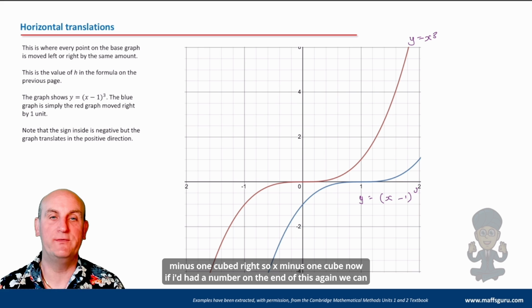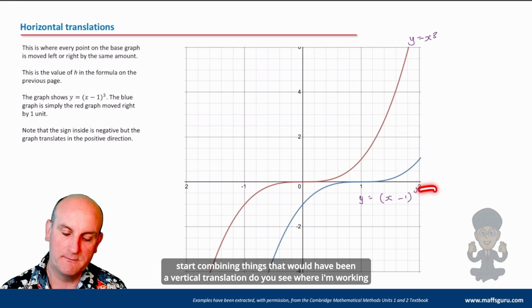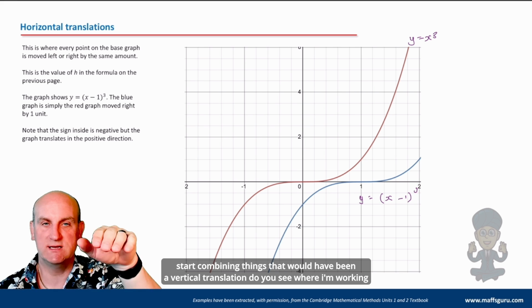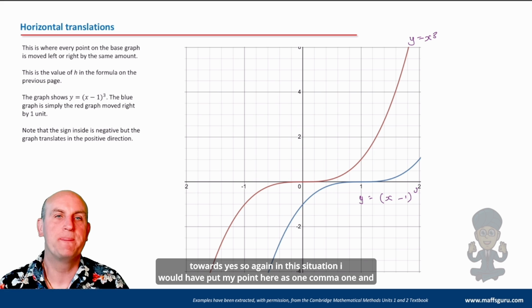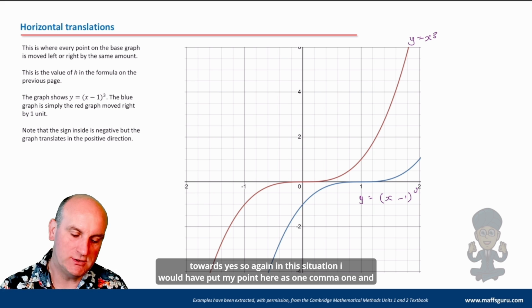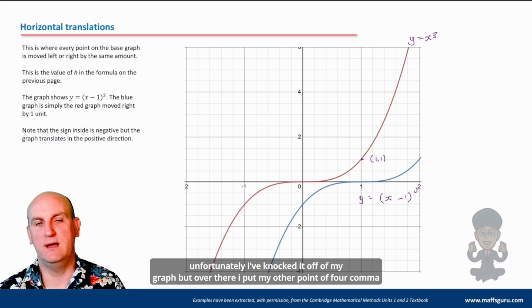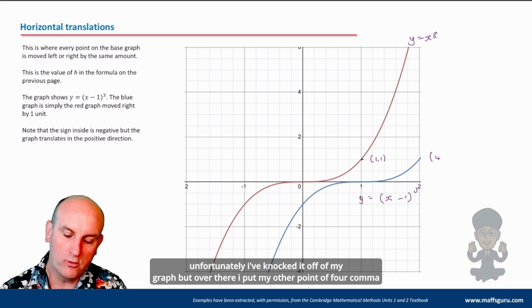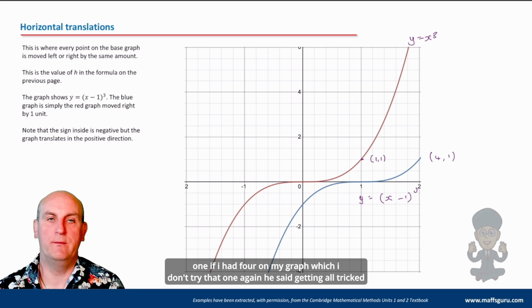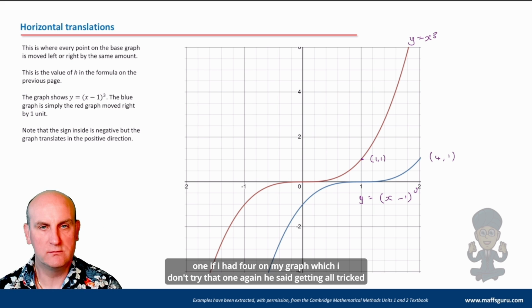Now, if I'd had a number on the end of this, again, we can start combining things. That would have been a vertical translation. Do you see where I'm working towards? Yes. So again, in this situation, I would have put my point here as 1, 1. Unfortunately, I've knocked it off of my graph. But over there, I'd put my other point of 4, 1. If I had 4 on my graph, which I don't.